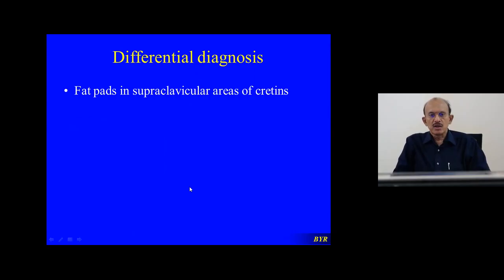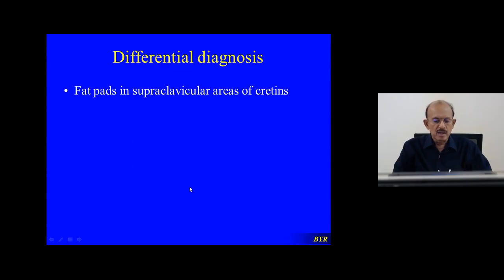Differential diagnosis: you have to differentiate it from fat pads in the supraclavicular areas of cretins or in obese individuals. Sometimes you see large fat pads in the supraclavicular fossa. Sarcomatous change means becoming malignant. Lipoma is a benign tumor of the adipose tissue. Sarcomatous change means it develops malignant transformation.